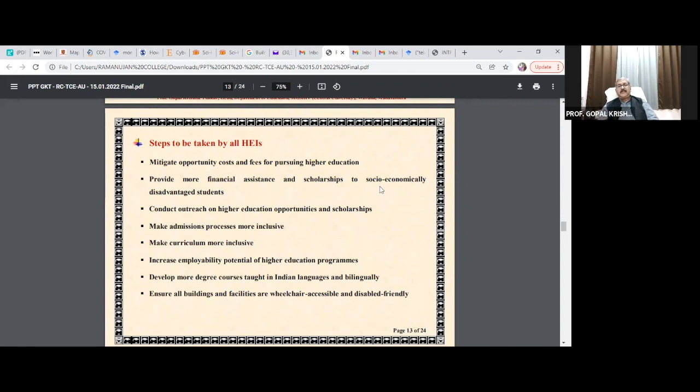So the government needs to enhance access. Government needs to develop and support high quality higher education institutions that teach in local or Indian language or bilingually. Then government needs to provide more financial assistance and scholarships to socio-economically disadvantaged groups in both public and private higher education institutions.